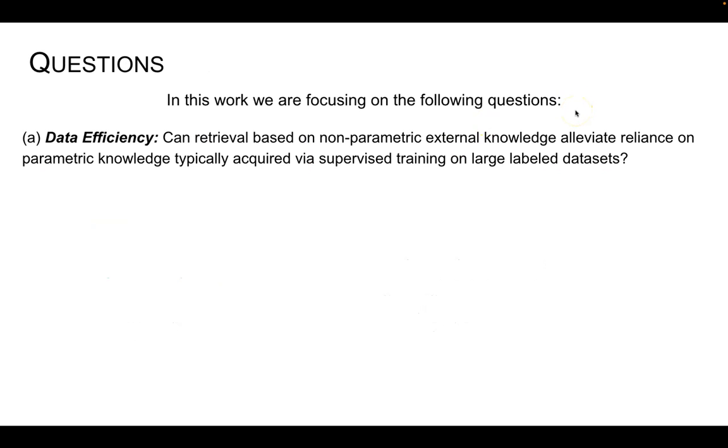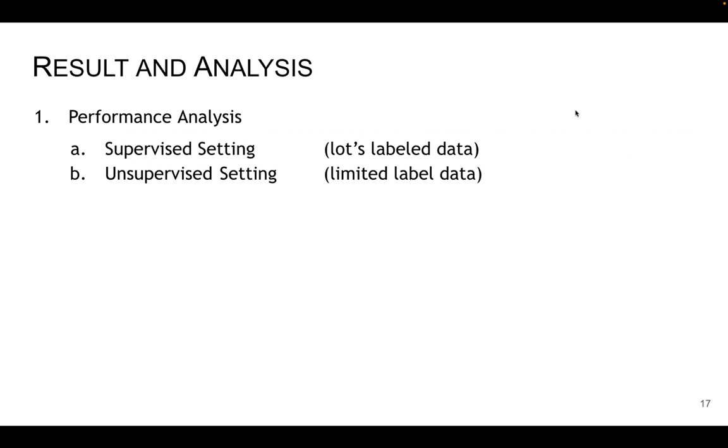So let's look at the primary questions we answered in this work. First we look at data efficiency. We want to see if this method is effective. Can this retrieval based method, which takes non-parametric external knowledge, alleviate some reliance on the parametric knowledge which is acquired by training on large supervision data? So can we get away with some of that knowledge by using this nearest neighbor or non-parametric retrieval knowledge? In this, we performed result analysis on 2 settings: supervised and unsupervised. In the supervised setting we have a lot of labeled data, and in the unsupervised setting we have limited labeled data and lots of unlabeled data.